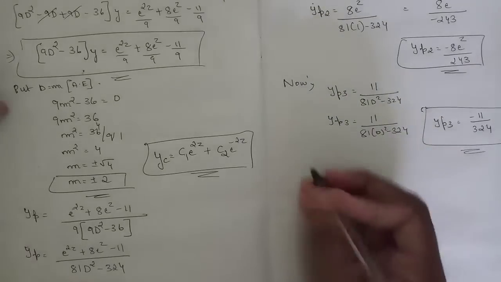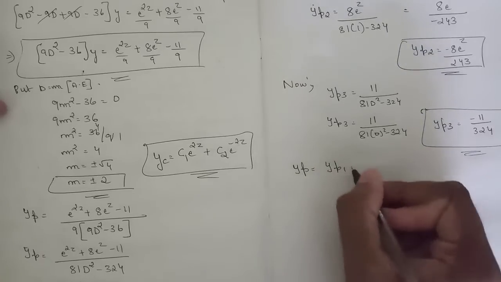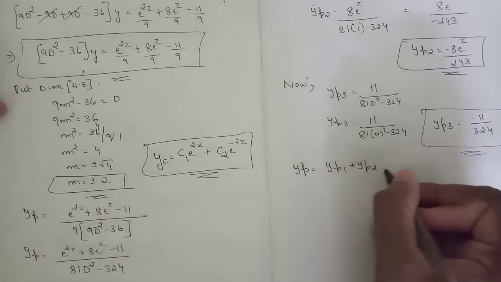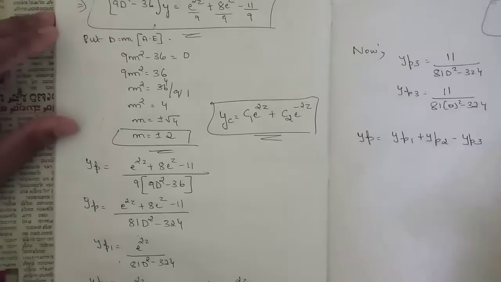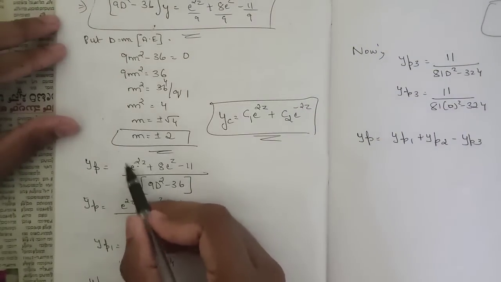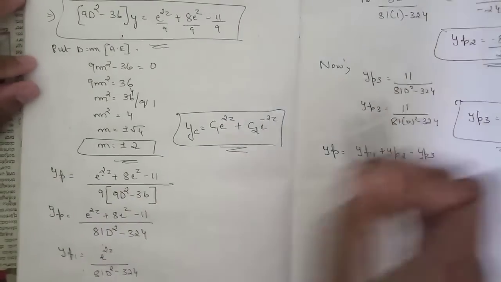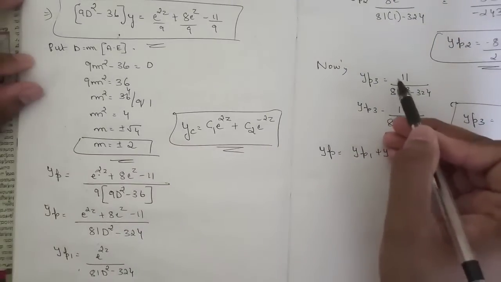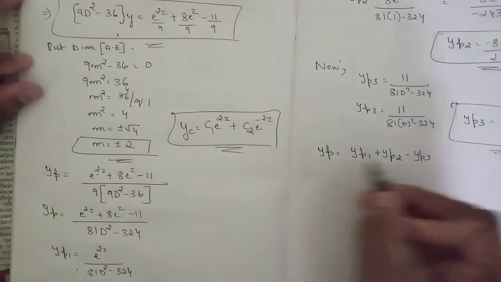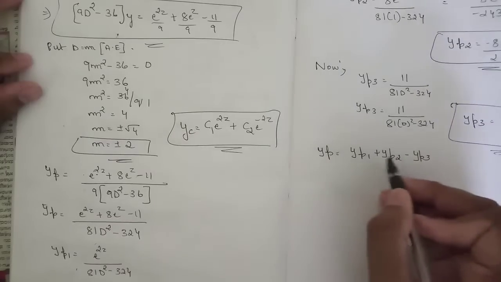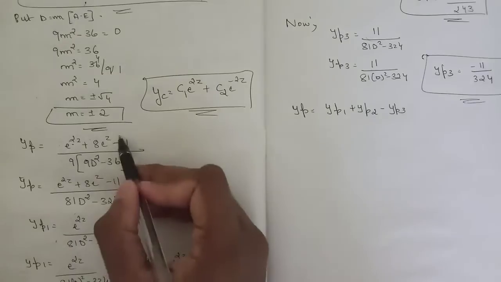Okay. So now our yp should be equal to yp1 plus yp2 minus yp3, right? Because here we have a plus term, and if you want to find yp3, I have taken it as 11 here. I have not taken it as minus 11 here. See, I have taken it 11 since we have the minus sign. In a similar way we need to substitute the values for yp1, yp2, yp3.